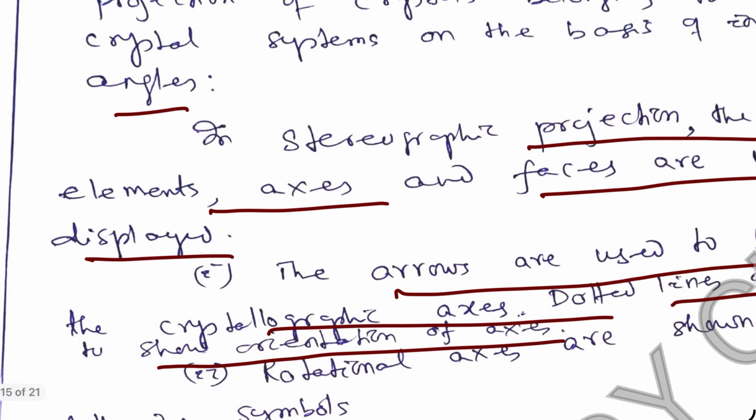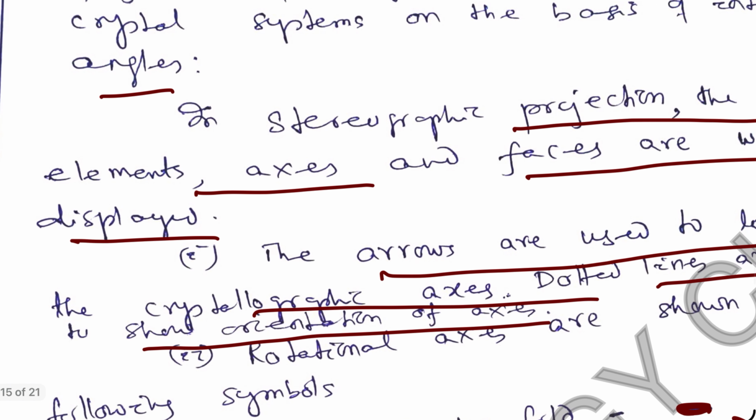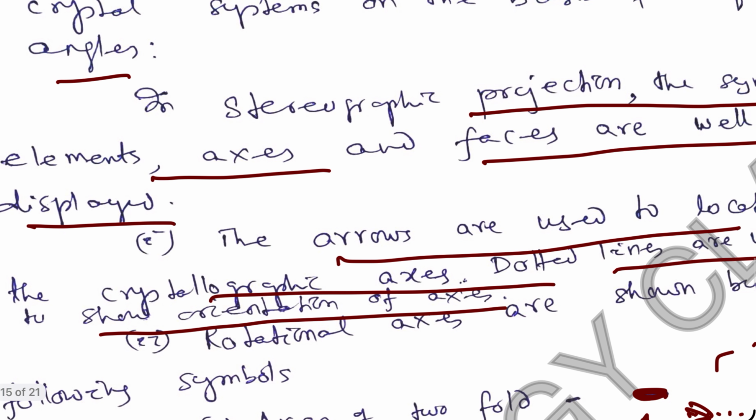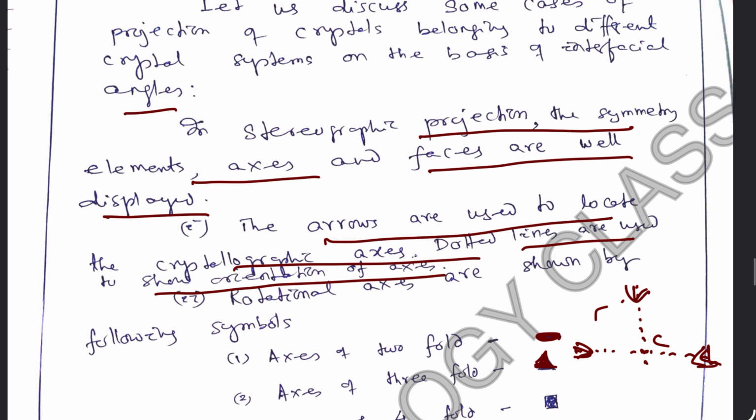For example, I can take a model which is made up of cube, octahedron, and dodecahedron that I will project. Let us discuss how this projection is made. In stereographic projection, the symmetry elements, the crystal axes and the faces can be displayed.